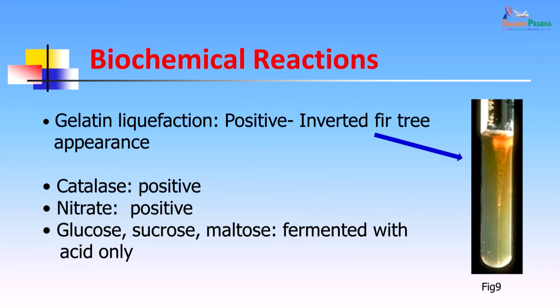Now, to confirm the identification of Bacillus anthracis, which is very important, it can be put into a gelatin medium. It gives gelatin liquefaction, giving an inverted fir tree appearance, as you can see in this picture, because there is more growth on the surface and very little growth at the depth. So, the gelatin is liquefied in that shape and it gives an inverted fir tree appearance.